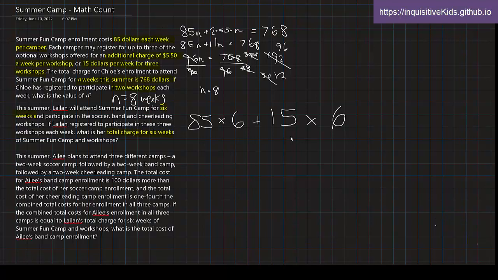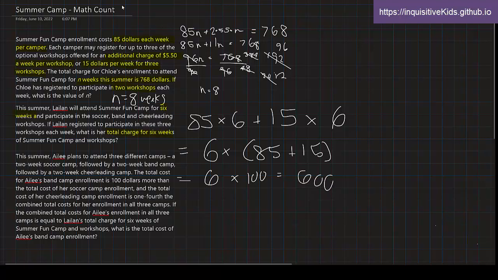A lot of people might just go ahead and do this, but I see an easier way. This is called the distributive property, right? So we can first factor out 6. 6 times the sum of 85 plus 15. And what's 85 plus 15 again? That would be 100. And this is much easier. Then we just have to add the 2 zeros, so we have $600. So our final answer for this problem is $600.